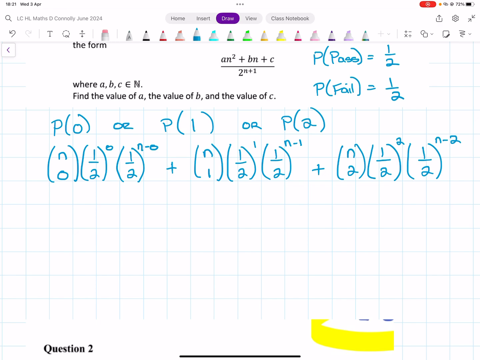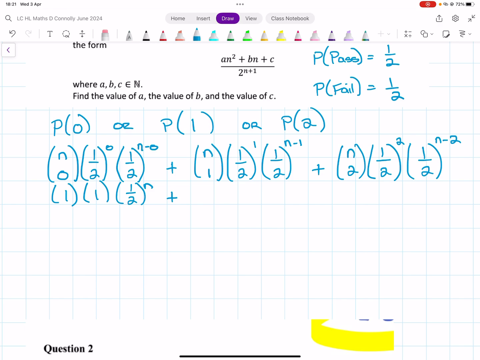Okay, so n choose 0 is 1. I think anything choose 0 is 1. Let me just double check that. So I'm just typing in 6 choose 0. Yeah, it's 1. Anything raised to the power of 0 is 1. And then this one is a half, and n minus 0 is just n.